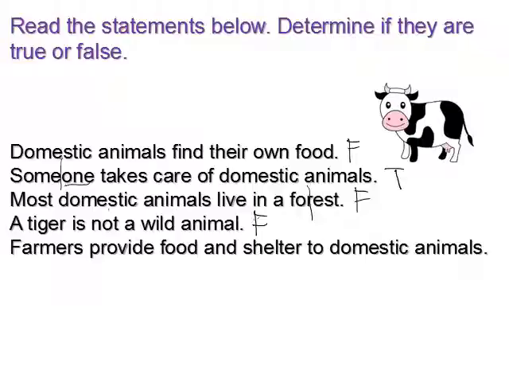Last. Let me hear Mahdi. Farmers provide food and shelter to domestic animals. True or false? True. Excellent. Good job, guys, reading words that you've never heard before.